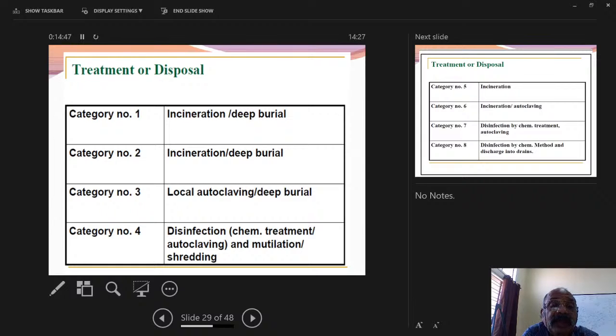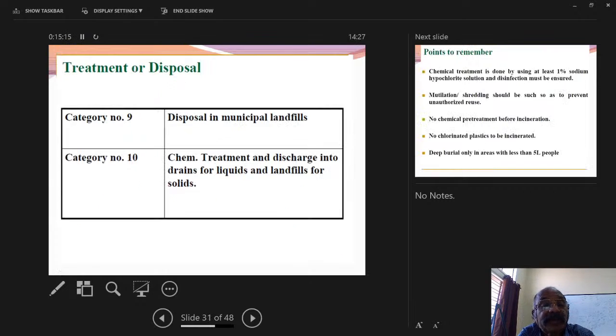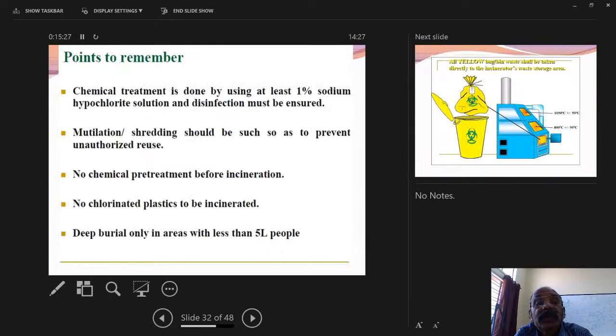Category number 3, local autoclaving or deep burial. Category number 4, disinfection, that is chemical treatment, autoclaving and mutilation, shredding and all these things. Category 5, incineration. Category 6, incineration or autoclaving. Category number 7, disinfection by chemical treatment and autoclaving. Category number 8, disinfection by chemical method and discharge into the drains. Category number 9, disposal in municipal landfills. And category number 10, chemical treatment and discharge into drains for liquids and landfills for solids.